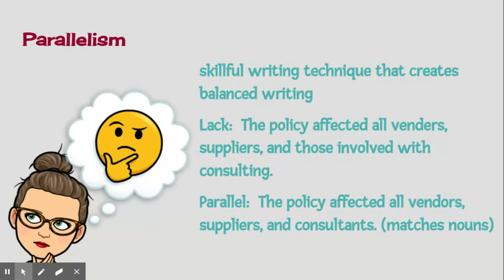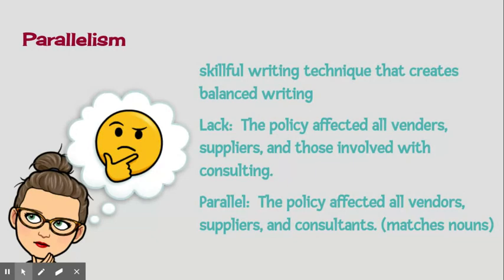The policy affected all vendors, suppliers, and those involved with consulting. Okay, so we have vendors, we have items in a series, we have noun items in the series. At least it starts out being that way. Vendors, suppliers, and... we got a whole bunch of gobbledygook that doesn't match the rest of the sentence. Instead, to make it parallel, it should read, the policy affected all vendors, suppliers, and consultants, instead of putting a clause in place.